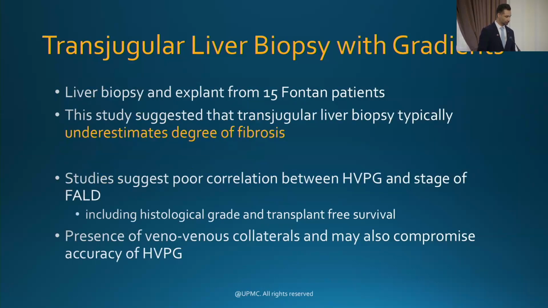Most of us will default to a transjugular liver biopsy because it allows us to obtain pressures, which of course have huge prognostic information, but this too is problematic. A lot of the time the samples are fragmented and many times they underestimate the degree of fibrosis. And the pressure measurements may not always be accurate in Fontan patients because of the presence of veno-venous collaterals.